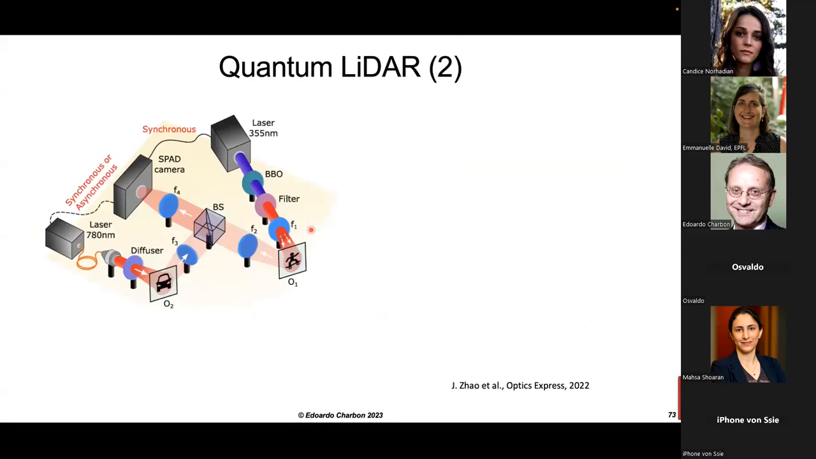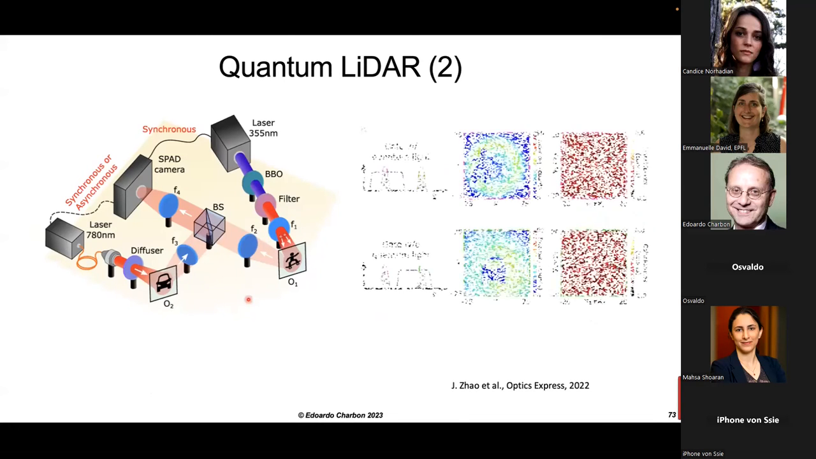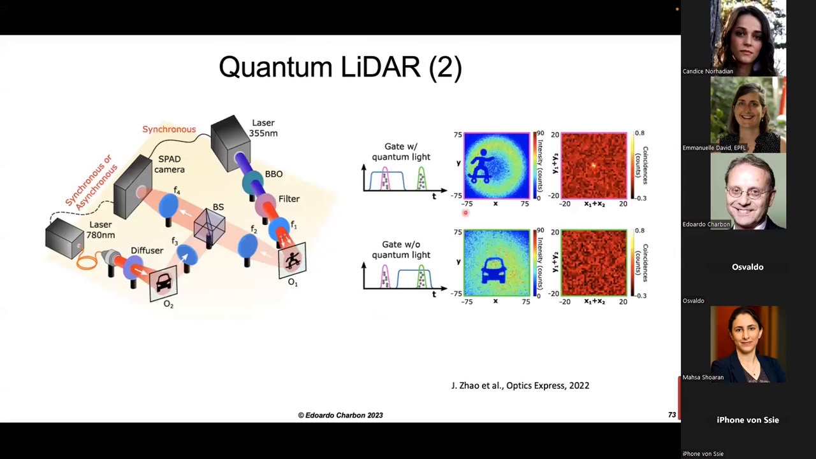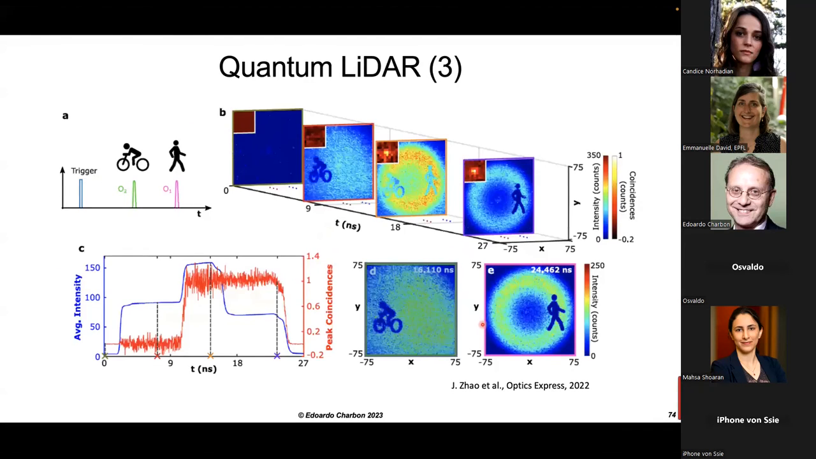So this is a quantum LiDAR setup that was set up to distinguish the quantum reflected image in 3D from the classical image. Here you can see, and you can see the movie corresponding to this recognition on our website.